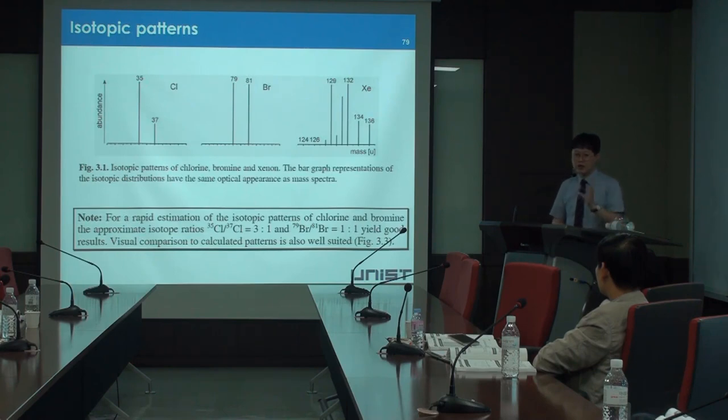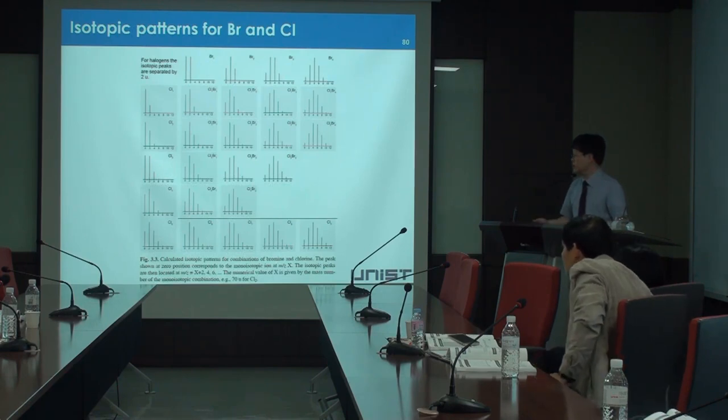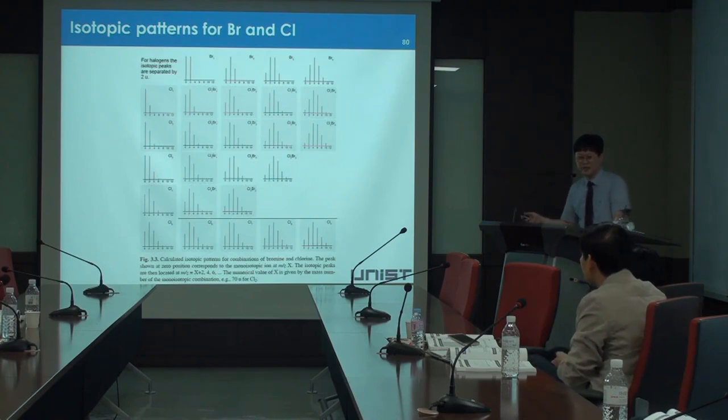Okay? So if we analyze just one chlorine, then you can get two peaks. If there are two chlorine, Cl2, three peaks. Four chlorine, five peaks, and so on. It's a combination of some possibilities. It's very complicated, but we don't worry about it.